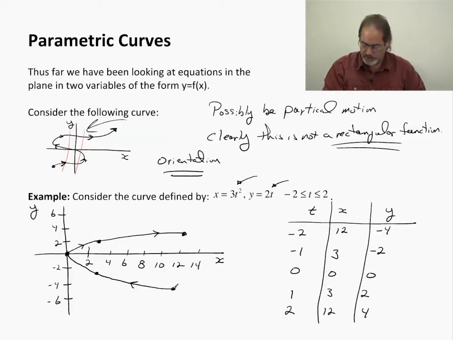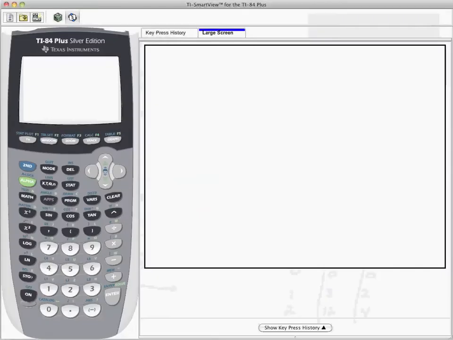So that's what my curve is going to look like. It's going to start here, come around, back up, and right there. Basically, it looks like a parabola. Okay? So let's go ahead and take a look at that quickly. I'm going to put it on the TI-84 emulator.